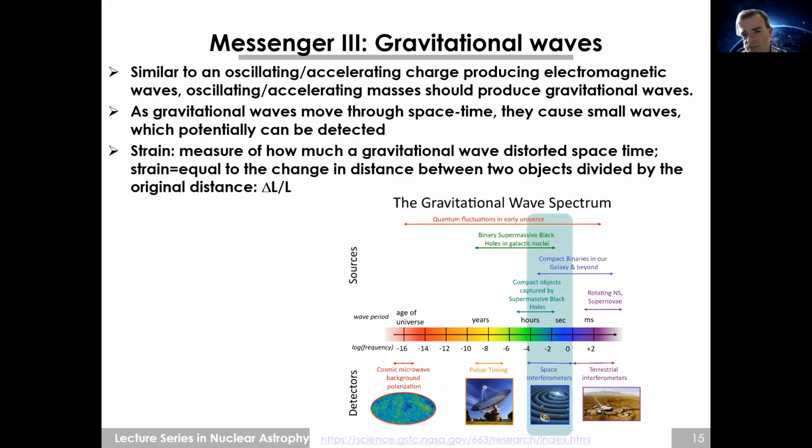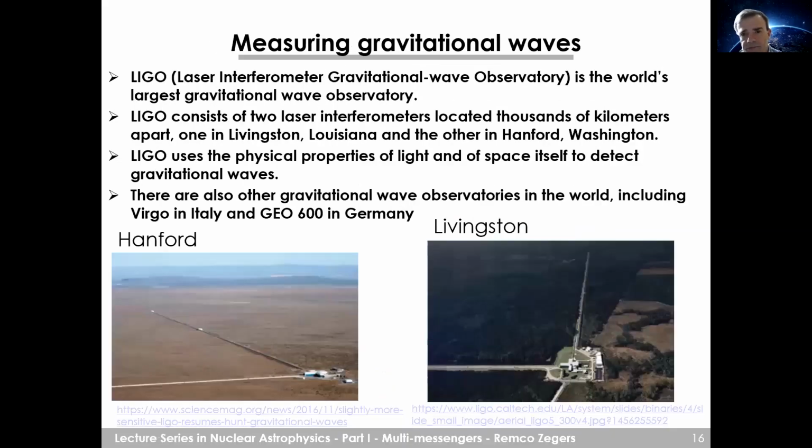So you see if something is fluctuating. And the gravitational wave spectrum has different frequencies, just like light has different frequencies. And so you can look at different types of objects that produce gravitational waves of different frequencies. And this picture on the bottom right here is an overview of the gravitational wave spectrum.